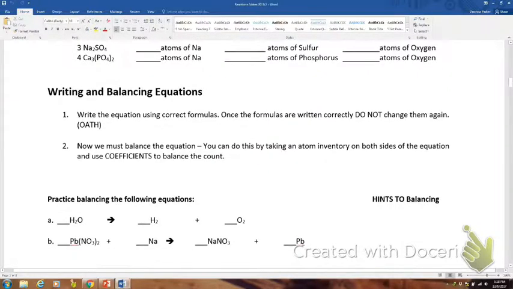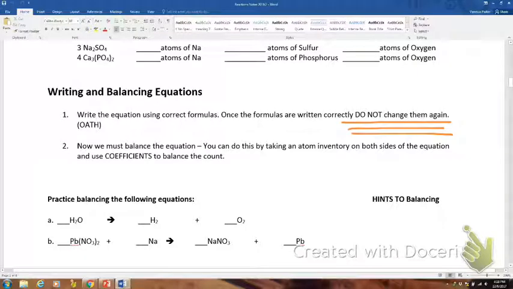So first thing is we write the equations using the correct formulas. Okay? And then once we know we have the correct formula, we do not change them again. That's very important. This is where I usually make the classes take an oath saying, I do solemnly swear that I will not change the subscripts, okay? Because you cannot balance it based on changing the subscripts. You have to balance it with coefficients, okay?